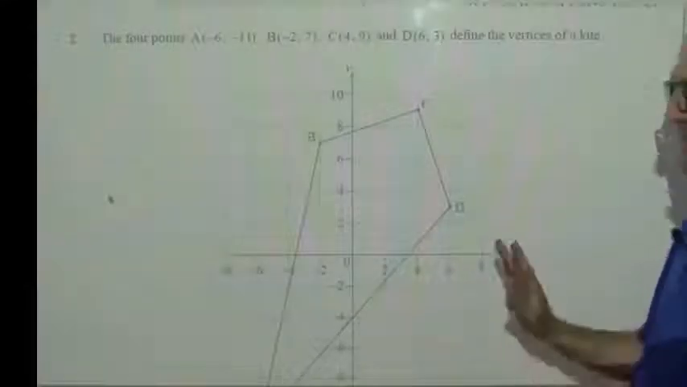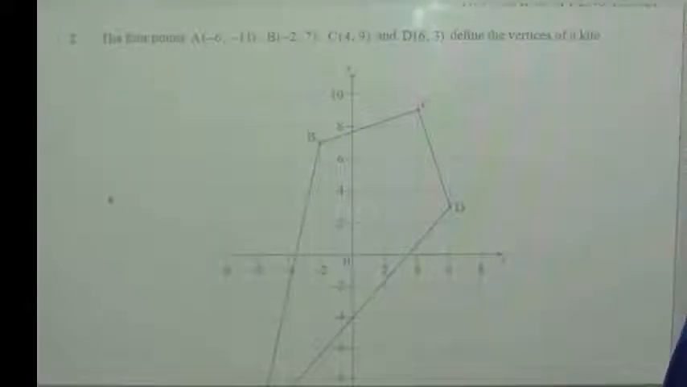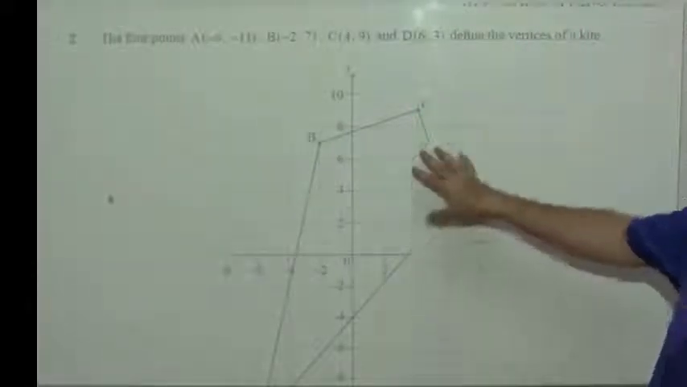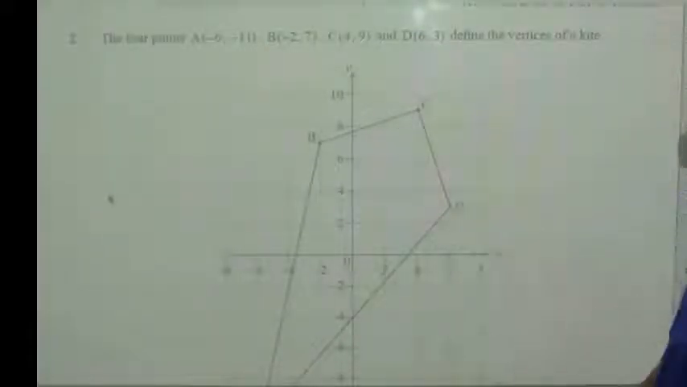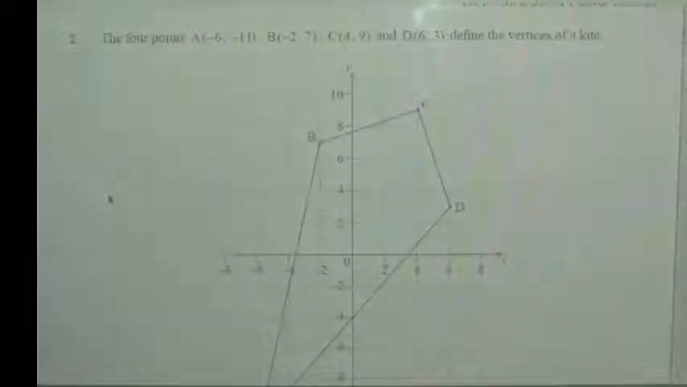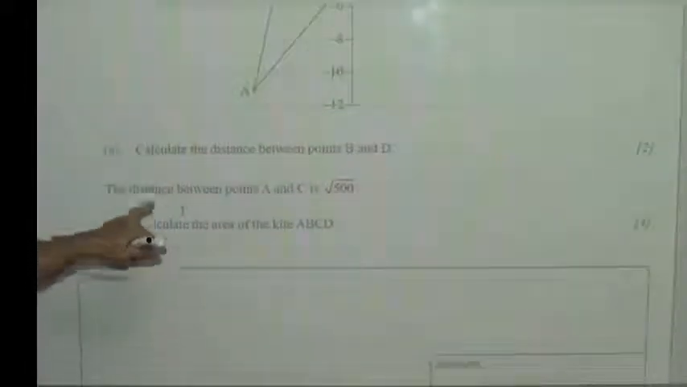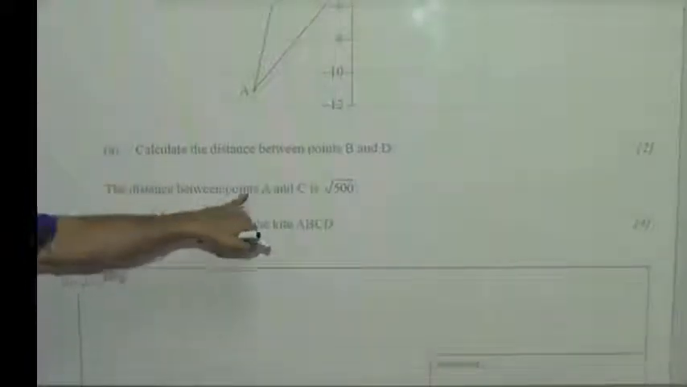Question 2 is a bit of a coordinate geometry question using a kite as the diagram, and basically the information here is just telling us what the coordinates are of the points, and then we'll have the questions. I'll zoom in and zoom out just so we can see things a little bit better. The questions we're being asked is to calculate the distance between point B and D, and then they tell us the distance between AC is the square root of 500, so to calculate the area.